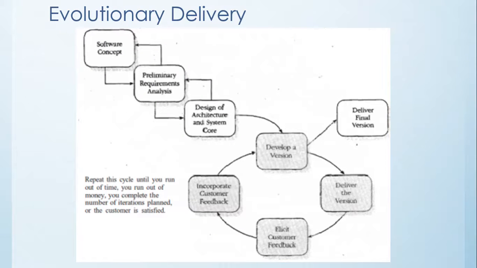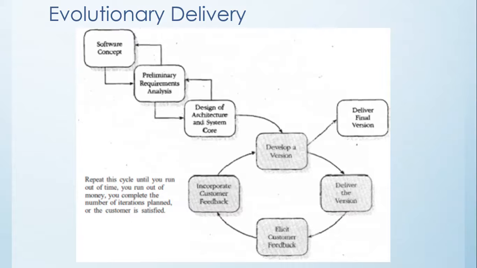So moving on from staged delivery, we could actually get to what we call evolutionary delivery, which is somewhere in between what we're talking about in terms of incremental and prototyping. And again, remember, all of these are types of incremental approaches. All these are types of phased approaches.